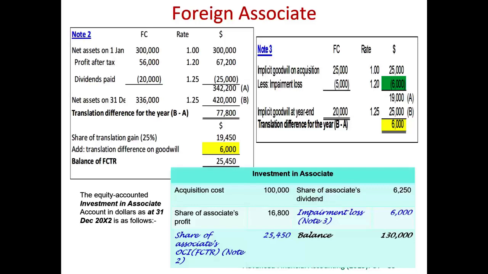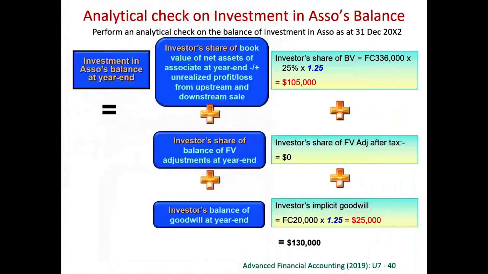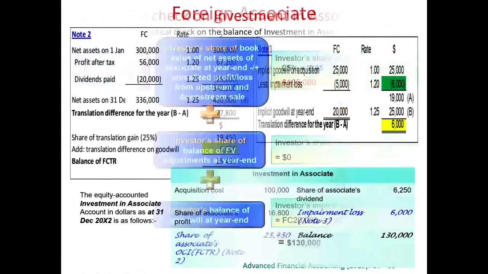Sometimes the question may ask for a reconciliation, or we call it an analytical check. We should be able to analyze it into its three components, being the book value of the net assets, fair value adjustments, and the goodwill component. Book value of net assets first. How much is the book value of the net assets?